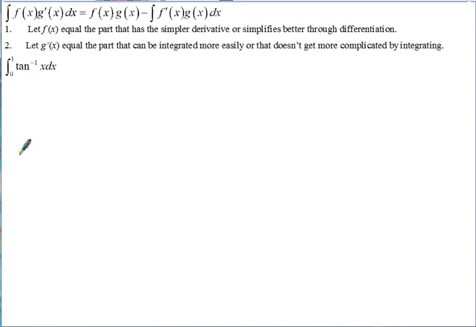Finally, let's take a look at a definite integral. So far, all the ones we've looked at have been indefinite. This one is definite because it's an integral from 0 to 1, with lower and upper limits. So we can start off in the same way: figure out what to set f of x equal to, and g prime of x.